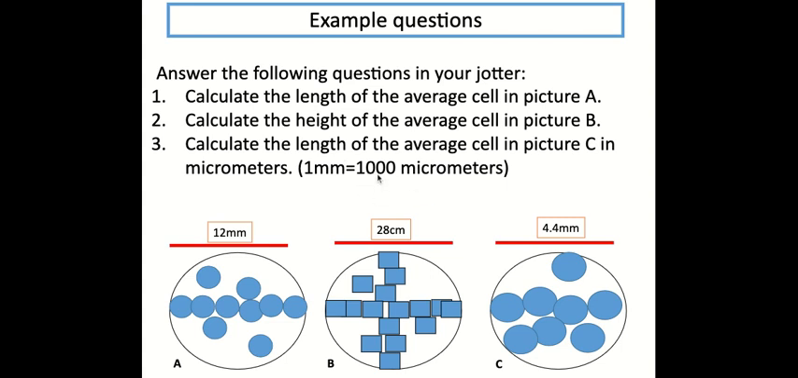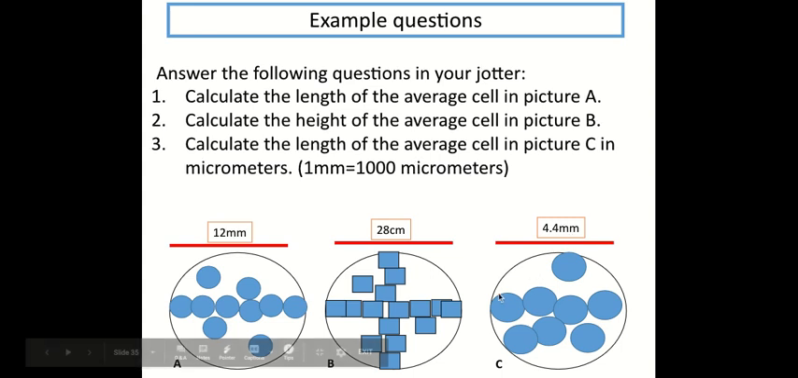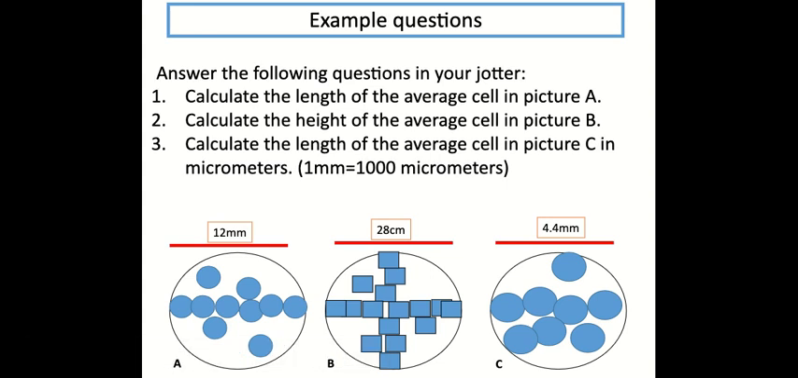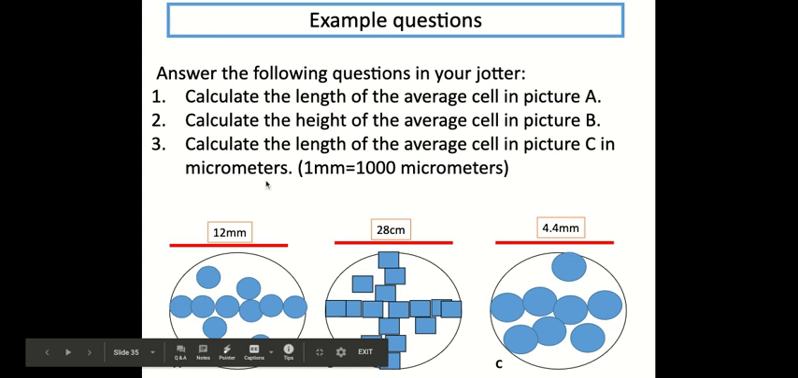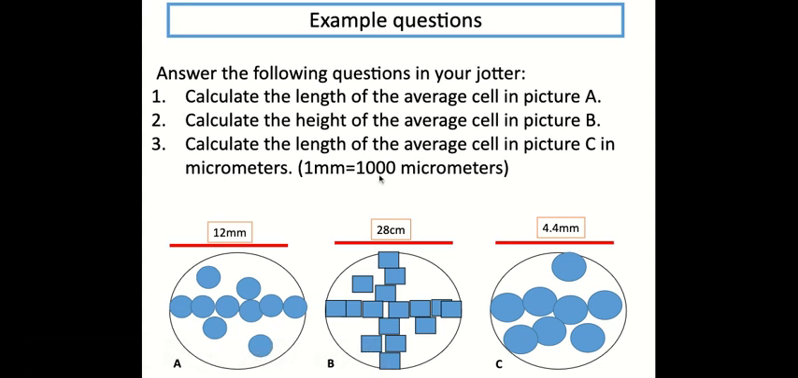So this time what we do is we take the field of view, which is 4.4 millimeters. We divide it by the number of cells, and because we're doing length, we count across the way. So 1, 2, 3, 4. So 4.4 divided by 4, just like normal. That means our answer at the minute is 1.1 millimeters. However, that is not our final answer, because we want our final answer to be in micrometers. So we times by 1,000, and that gives us 1,100 micrometers, which is our final answer.